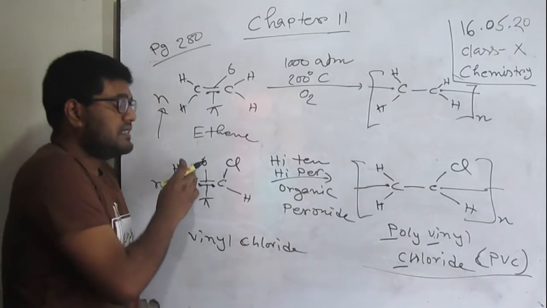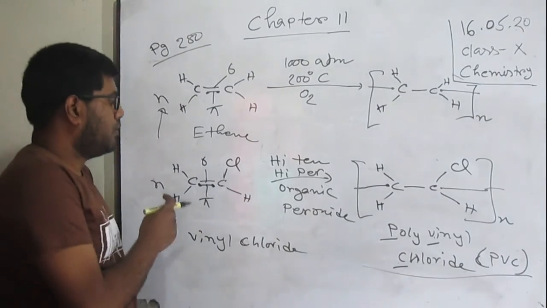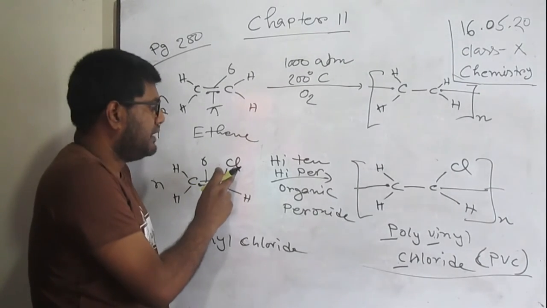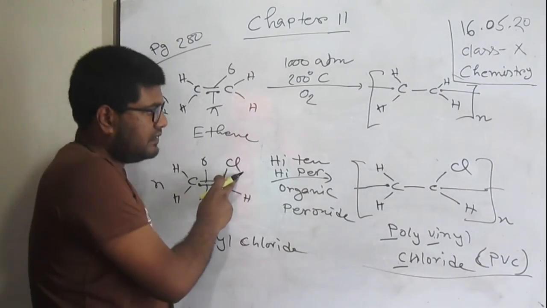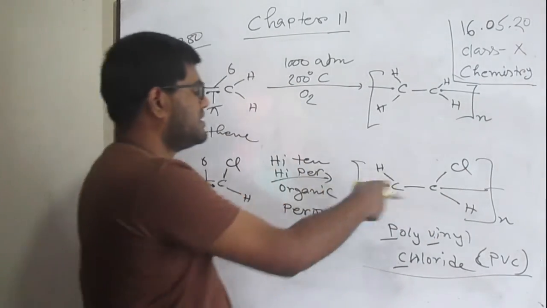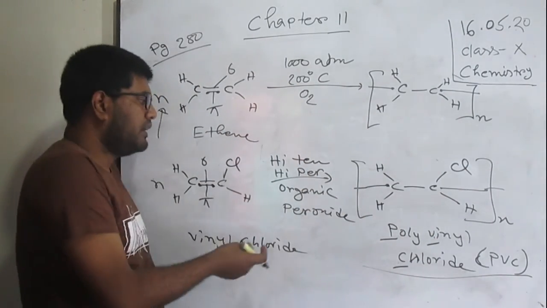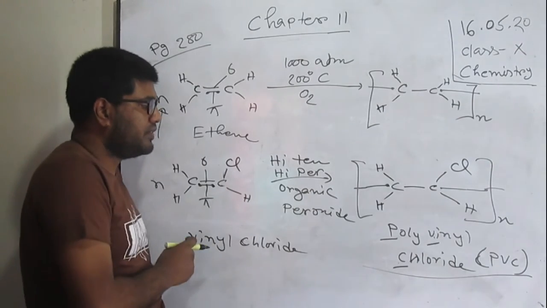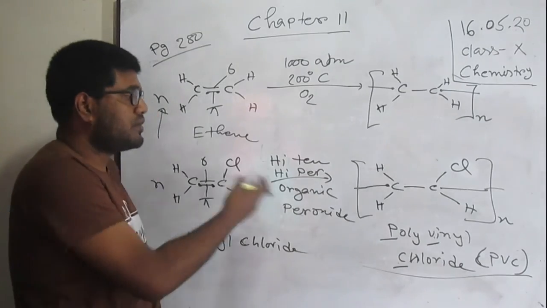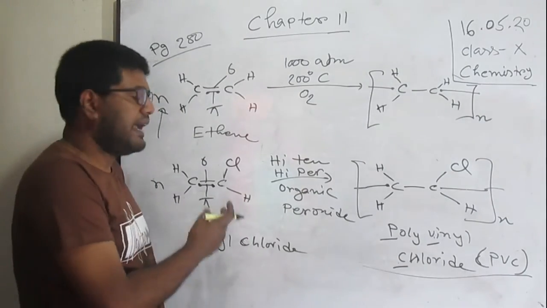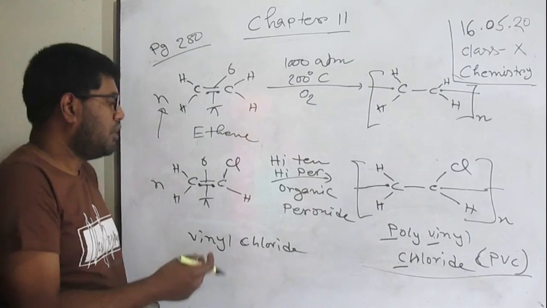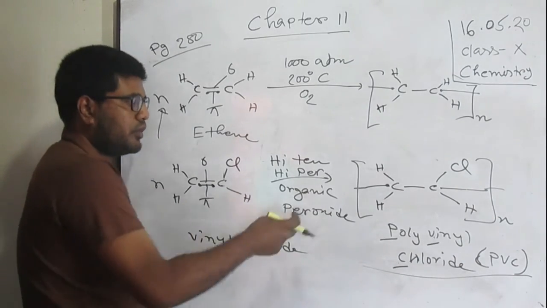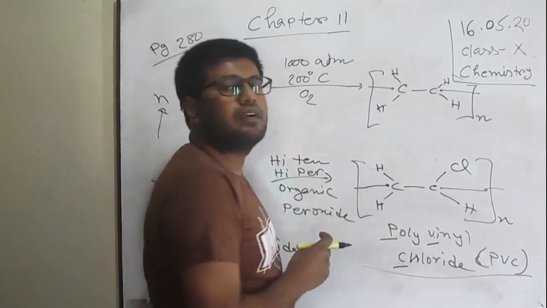So this is a similar type of reaction. When I write one atom of chlorine in the place of methyl, this similar type of reaction will form in specific conditions, that is high temperature and high pressure and in presence of organic peroxide. So this is another example of addition polymerization reaction, where innumerable monomers attached with each other produce a polymer compound.